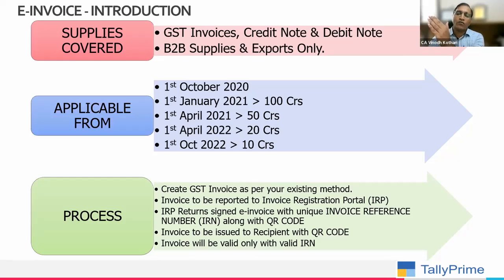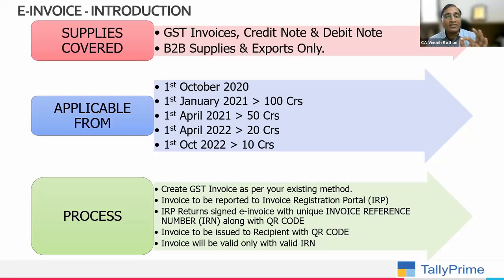Once you upload the data, within a few seconds your invoice data will be validated, and then the system will give you back a 64-digit IRN number along with the QR code. So it will generate an IRN number with a digitally signed QR code, and you have to issue the invoice to the recipient with the QR code. For a delivery challan, you need not issue an E-Invoice. Only for an invoice; when a delivery challan is going, an e-way bill may be required, but E-Invoice is not required.